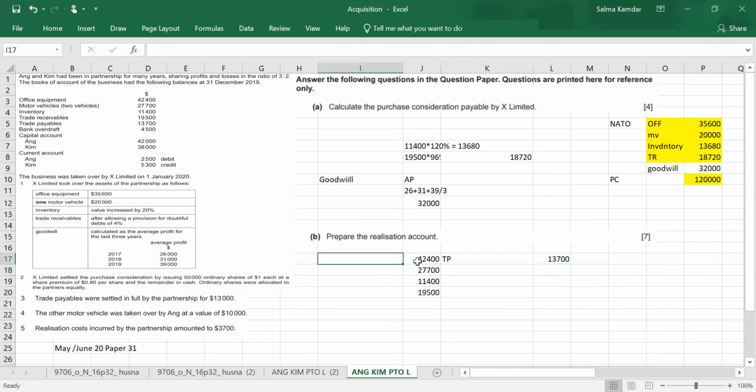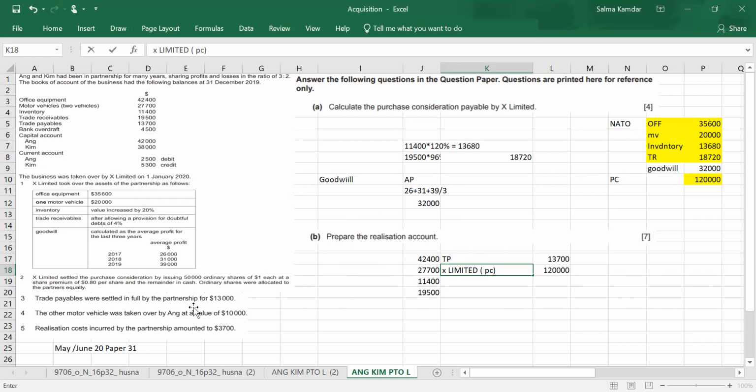Now let's see. All these assets are being taken over at 120,000 of purchase consideration. So I will write the amount of purchase consideration over here, and who has taken over? X Limited, the limited company. So purchase consideration, I will write it on the credit side of realization account. What else is happening? These assets are taken over at this value and purchase consideration, no problem.